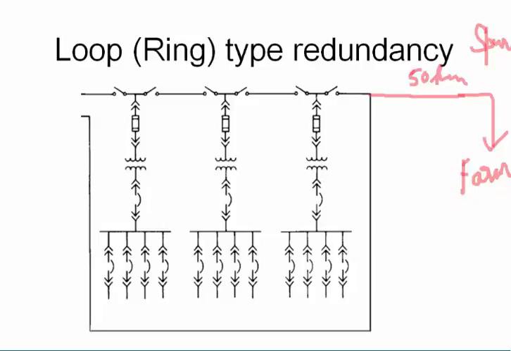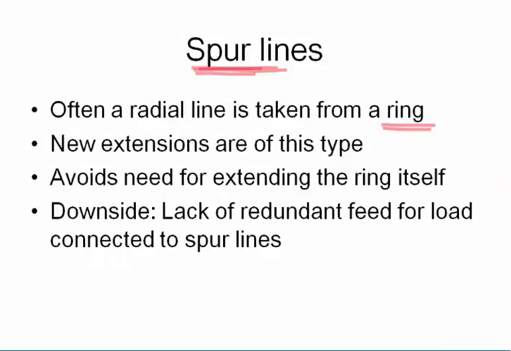Why do you do spur? Because you don't want to spend the money to extend this ring. If you have to take a ring to the farm, it will be expensive. So you're just taking a single line to the farm, a radial line to the farm. It avoids the need for extending the ring. Downside, lack of redundancy.